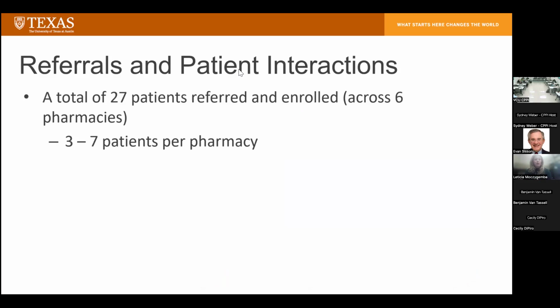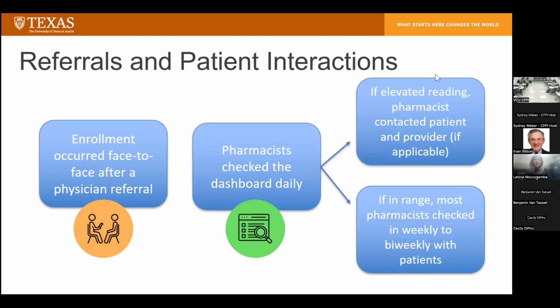Across the 6 pharmacies, we enrolled 27 patients. That was really 3 to 7 patients per pharmacy. Thinking about the workflow, the first piece was that you had to have the physician referral. What we learned when analyzing different RPM platforms was that many of them default to sending the blood pressure machine and everything directly to the patient, considering that a lot of times these programs are connected with physician offices. The pharmacists felt strongly that this would be a missed opportunity to have a face-to-face initial interaction and build rapport with the patient.